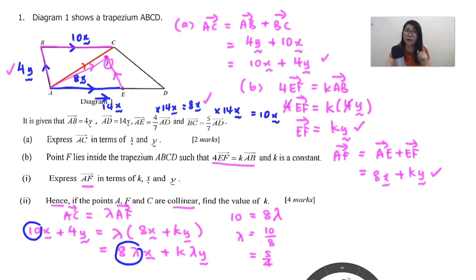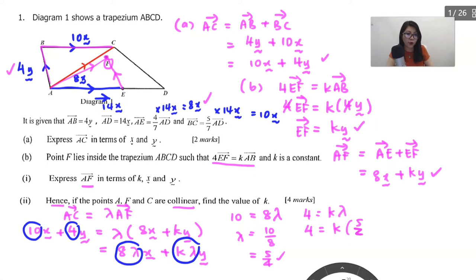But they want you to find the value of k. So how? Okay, I'm going to compare the coefficient for y. 4 is equals to k lambda. So lambda we already got just now, 5 over 4. So we just sub inside. So to find k, k is equals to 4 times 4 over 5. Okay, and then we will get 16 over 5. So that will be the answer.